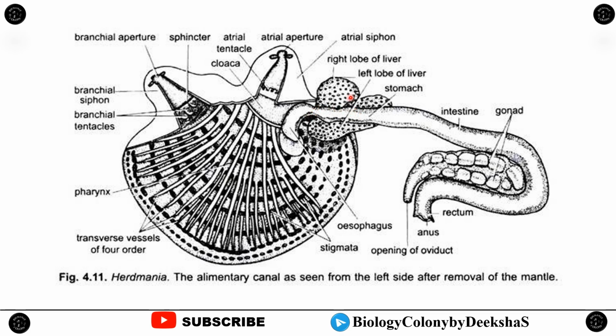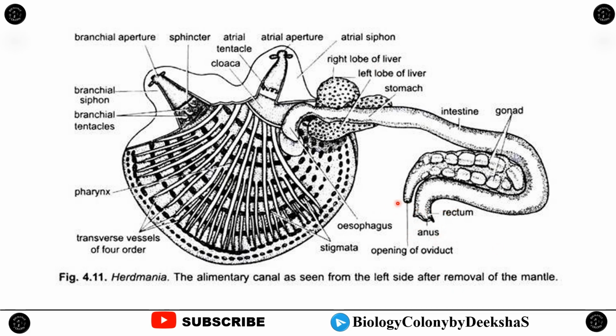Stomach has the left liver lobe and right liver lobe attached to it on both sides, and liver secretions are dropped into the stomach. Then here comes the intestine, that is the proximal part of the intestine. Then it takes a loop, intestinal loop, and it reaches the distal part of the intestine. The gonads are present inside the intestinal loop, and this intestine is connected to the rectum which opens into the anus.